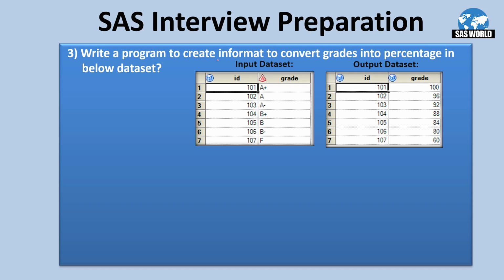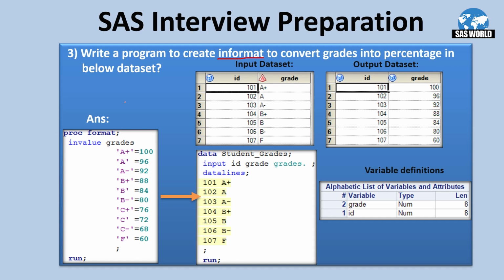So here, what do we need to create? We need to create an informat. That means we need to read any raw data or in-stream data. So how will we do this? Let's see in the answer. First we need to create a user-defined informat.